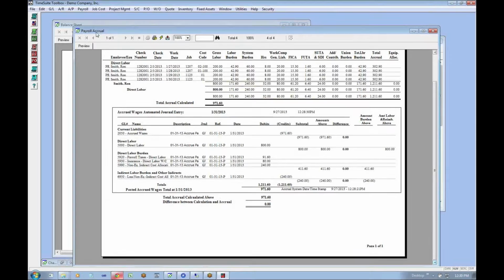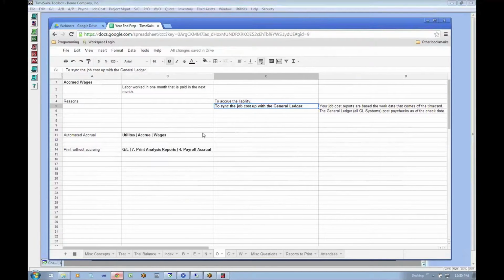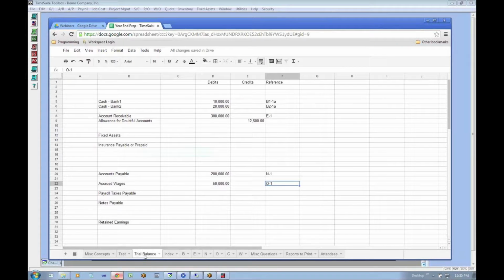In order to tie your job cost out to your general ledger, it has to be perfectly done, or you're not going to tie out perfectly. So that's a huge feature. So the print without accruing, here's your information on that: GL, number 7, print analysis reports, and then payroll accrual. Okay, let's go back over here to the trial balance.